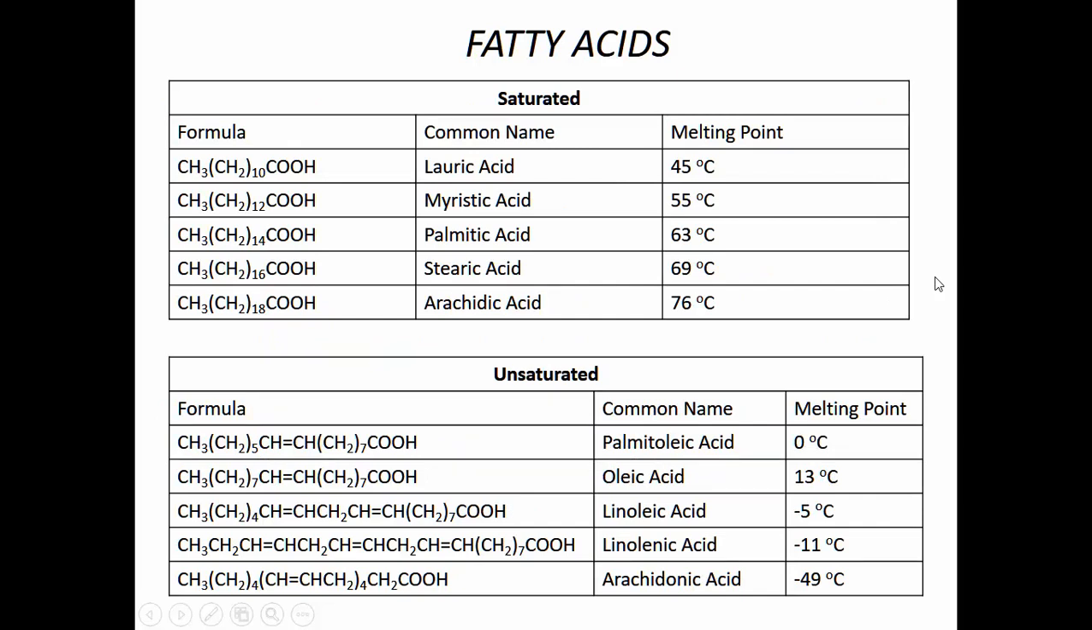Up here we have the saturated ones. Okay, C12 is lauric acid. C14 is myristic acid. C16 is palmitic, stearic, and then arachidonic. Notice that they all contain even numbers of carbons, and they all are room temperature solids. Their melting point is above 25 degrees C.